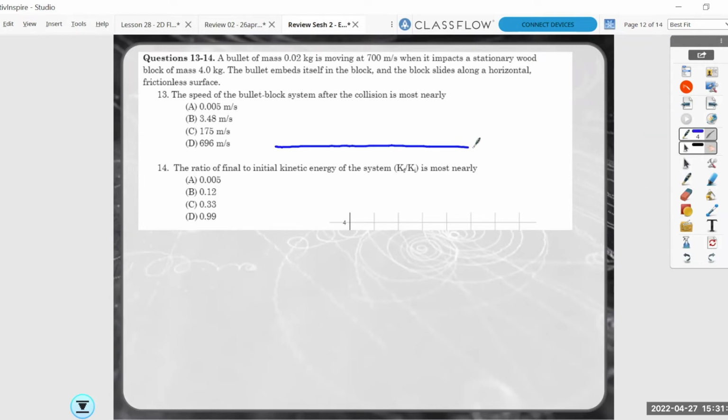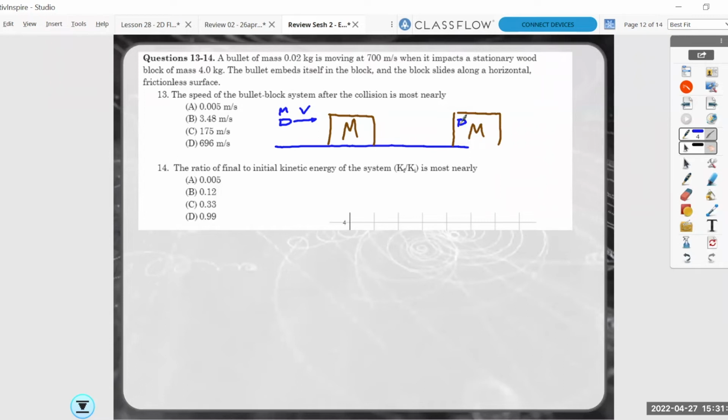So let's go ahead and draw our picture here. We've got our bullet, little m v, and it embeds in a big block. That's big M. And then afterwards, they're going to slide together. And it's important to note there's a difference, right? You might have cases where the bullet bounces off. You might have cases where the bullet embeds itself. You might have cases where the bullet goes right through. Here, the bullet's going to embed itself.